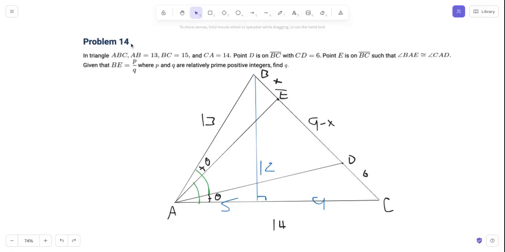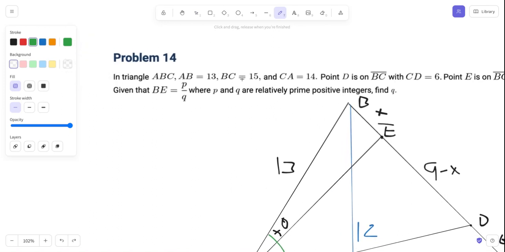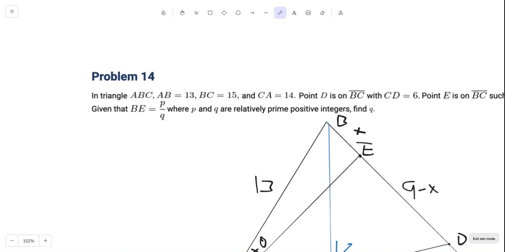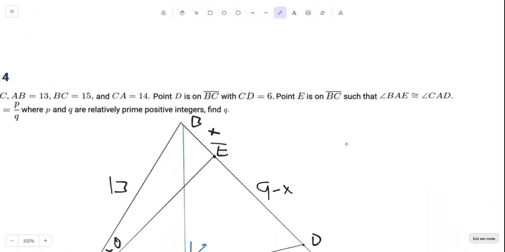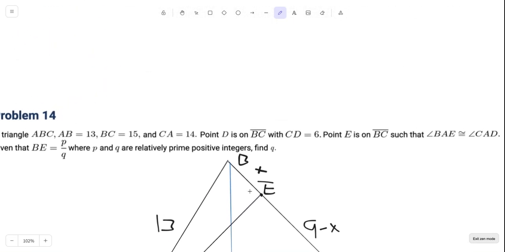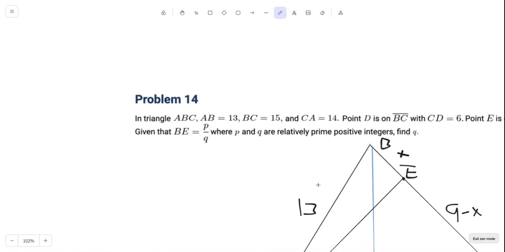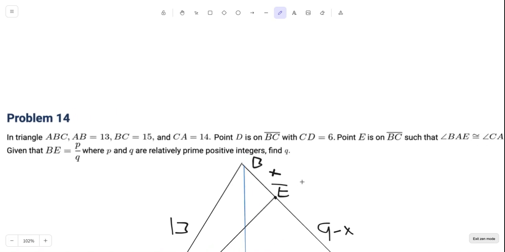I'm going to go over the 2005 AIME II number 14. In triangle ABC, we have a 13, 14, 15 triangle. D is on BC with CD equals 6, and E is on BC with angle BAE, theta, equal to CAD. Given that, we have to find BE.